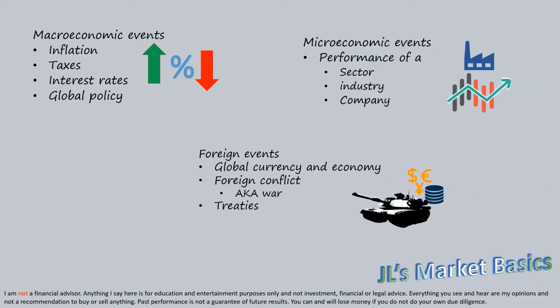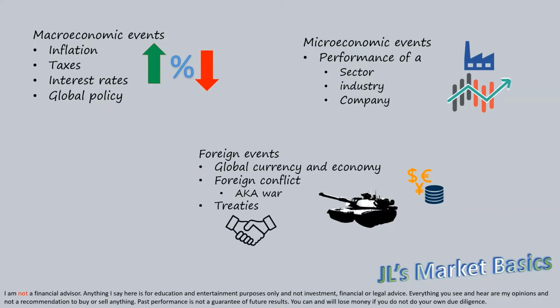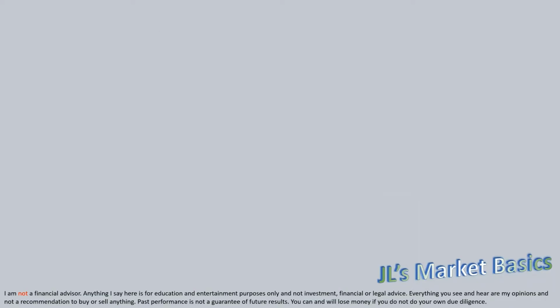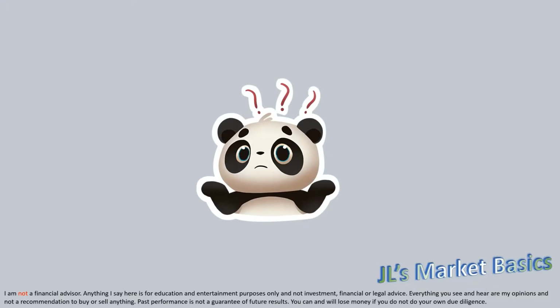Even foreign events such as shifts in the global currencies and economies, foreign conflicts, or specific treaties or pacts can influence the movement of the stock market. But those are all risks that the average trader has little to no influence over, but they are still important to monitor. So what are the risks that a trader can have some control over?